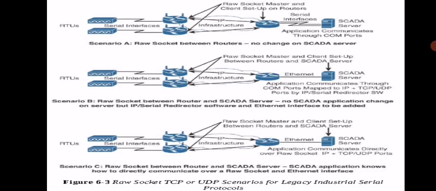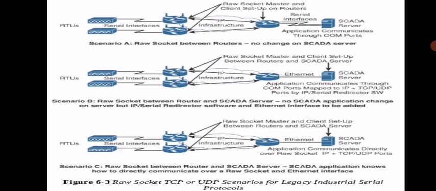In scenario A, you can observe a raw socket between routers. In between the routers, we are using the raw sockets. There is no change on the SCADA server, no change at the SCADA level, so we don't have any problem. Just observe this first scenario.